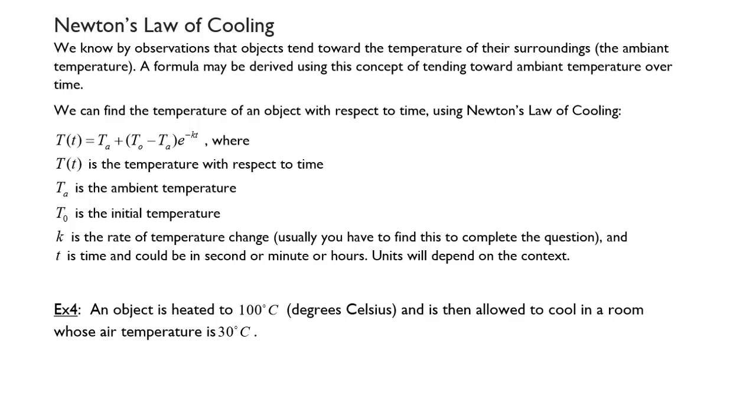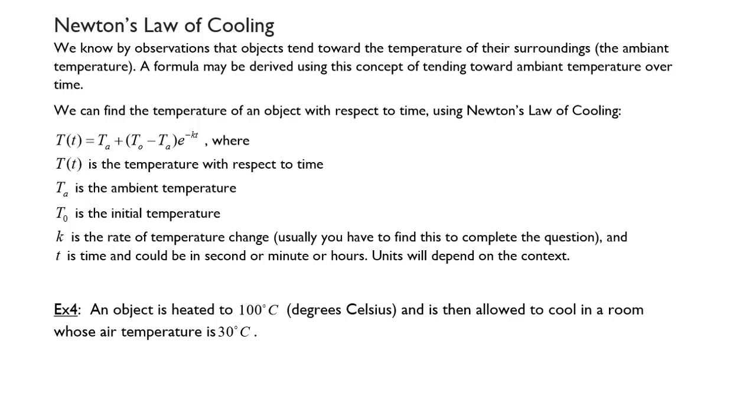Welcome to part 4 on modeling. In this section, we're going to look at Newton's law of cooling. We know by observation that objects tend toward the temperature of their surroundings, also known as the ambient temperature. A formula may be derived by using this concept of tending toward ambient temperature over time. We can find the temperature of an object with respect to time using Newton's law of cooling.